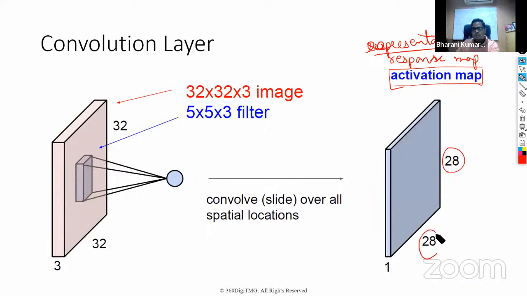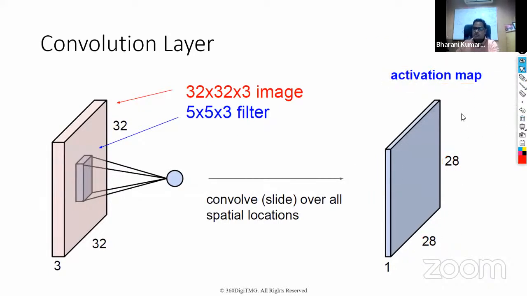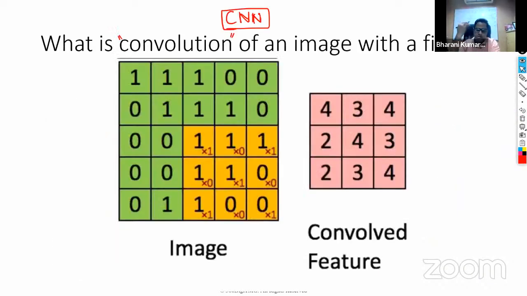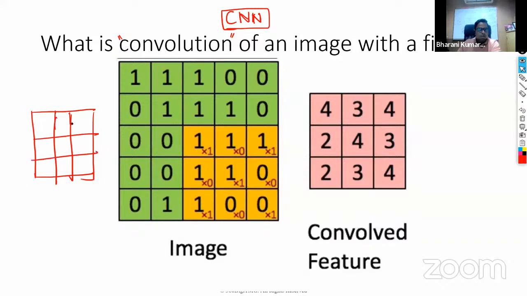How did we get 28 by 28? That might be a question. If you have an image of size 32 by 32 and you're applying a filter, why did I get 28 by 28? Let me first explain using a small example. If you have a filter of size 3 by 3 and you're applying this filter on an image of size 5 by 5, what happens? Let's understand.